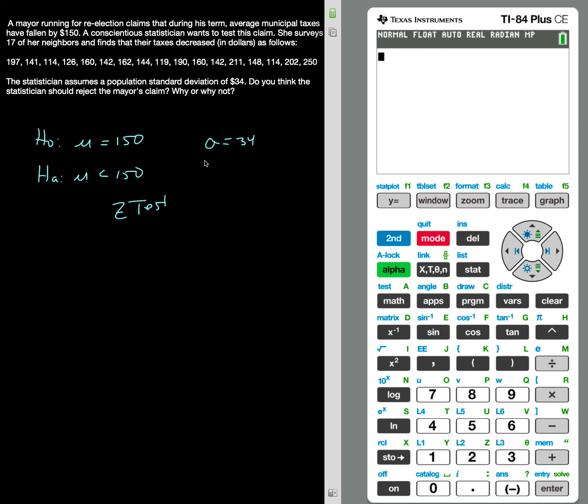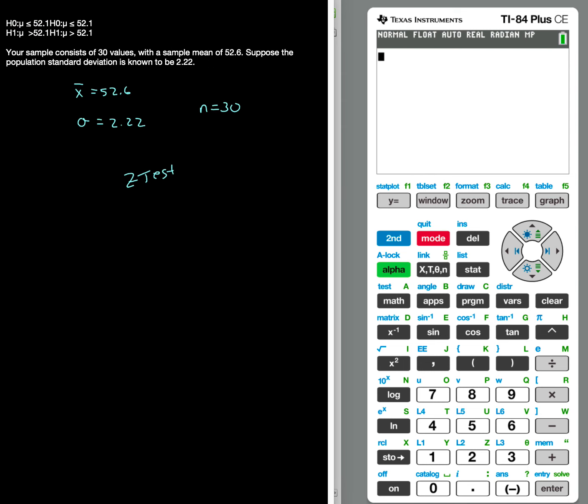So this is how we find our values for our hypothesis testing if we're given a list of data values, right, instead of the statistical values, okay?